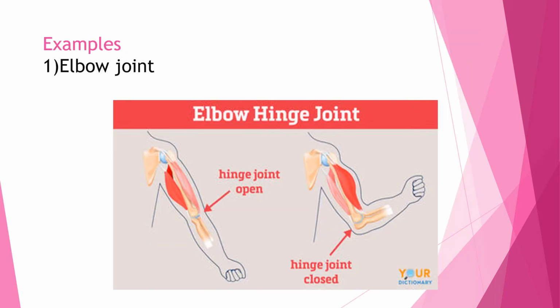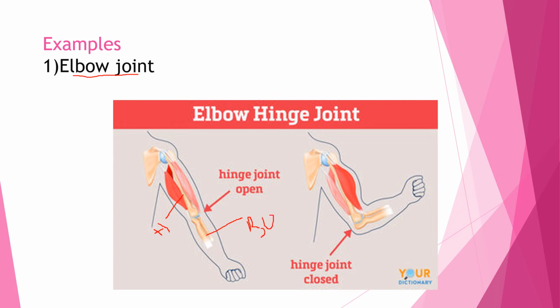According to the examples of the hinge joint, there are two main examples of the hinge joint. The first example is the elbow joint. You can see in the diagram this bone is called humerus, and there are two bones. The upper arm bone is humerus, and the lower arm bones are radius and ulna, as you have studied in the previous lectures.